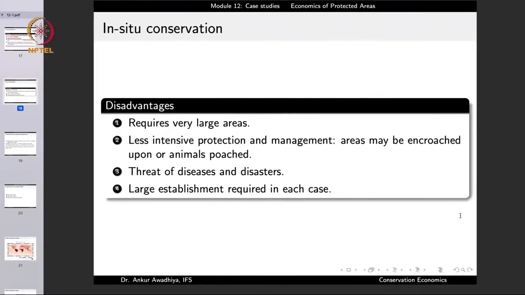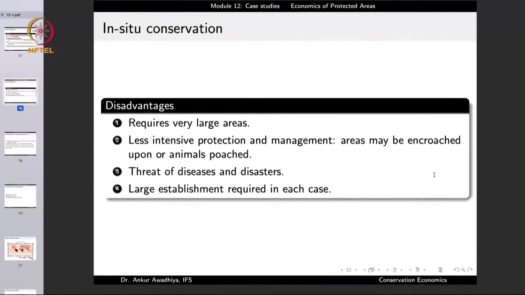Then there are always the threats of diseases and disasters. Because it's a large area, you are not able to manage everything at all points of time. And a large establishment is required in each case. Establishment in terms of people who are going to man the area, establishment in terms of vehicles, because these are large areas, so you have to go to different areas to observe these animals and to protect these animals. In that case, you might even require, say, forest rest houses in certain locations. So a large amount of establishment may also be required in the case of in situ conservation.